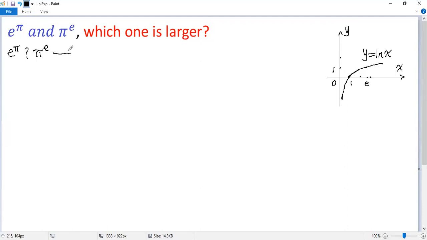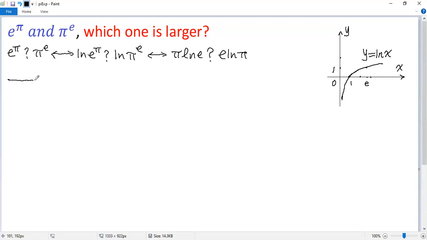Now both sides apply natural logarithm. So ln e to the power of pi, the other ln pi to the power of e. Because ln is increasing, we still keep the same relation, question mark. At this point, we can put pi in front of ln, right? So pi ln e, similarly, e ln pi. They still keep the same relationship, question mark.